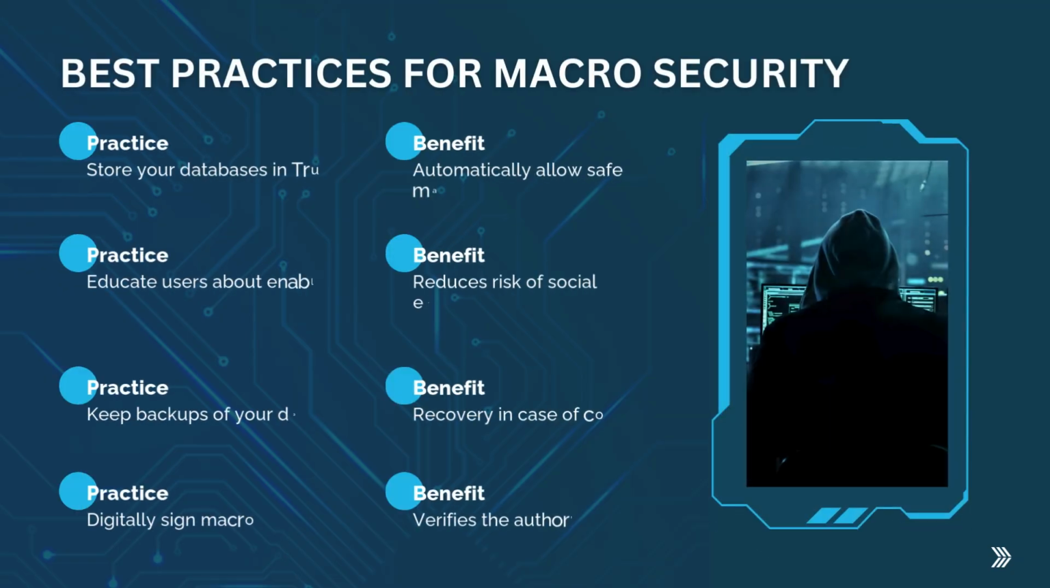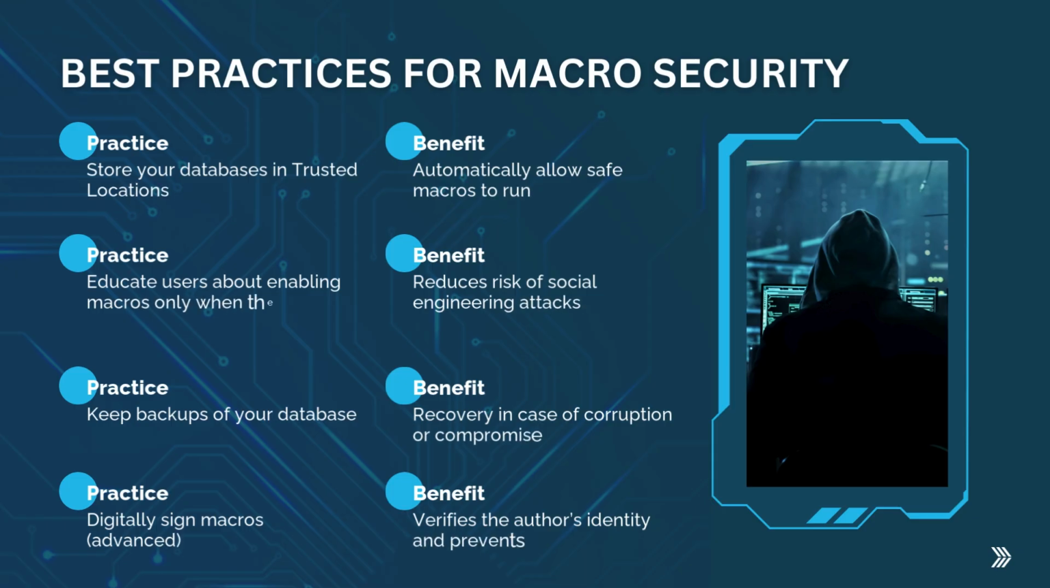Storing your database in a trusted location is one of the best ways to manage macro security. When you do this, Access automatically enables macros stored there, which is great for databases shared by a team on a secure network. But always educate users about enabling macros only from trusted sources. Keep backups in case of corruption or compromise, and consider digitally signing macros to prove their authenticity. This layered approach balances convenience with security.